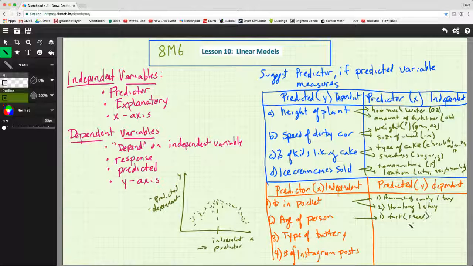Okay. Also, the age of the person might predict your salary. The older you get, you might make more money at your job, salary in dollars.